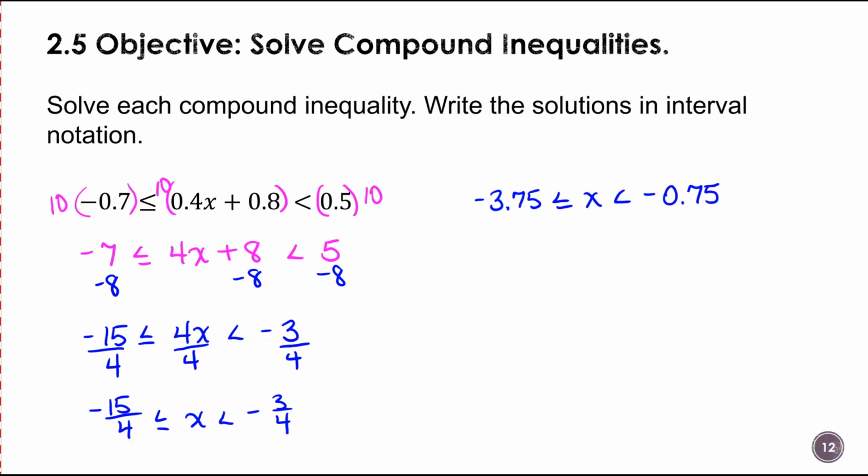And so we can put this on the graph or not. Notice it just says write the solutions in interval notation. This one we know goes from -3.75 to -0.75, right? It's a compound inequality, and that's the interval notation for that.